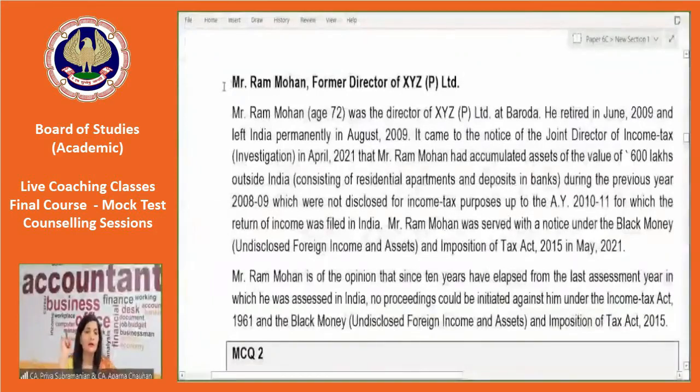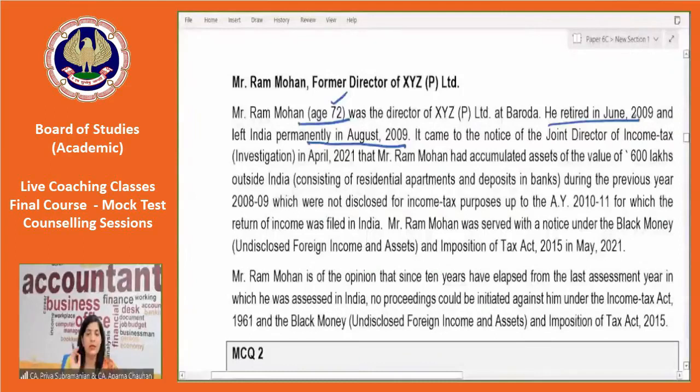The next facts in this case study relate to Mr. Ram Mohan, former director of XYZ Private Limited. Ram Mohan, age 72 years. You have to carefully see this age, because you have to determine the residential status, and this will have an impact on the answers. Ram Mohan, age 72 years, was the director of XYZ Private Limited with Baroda. He retired in June 2009 and left permanently in August 2009. He was there till August 2009.